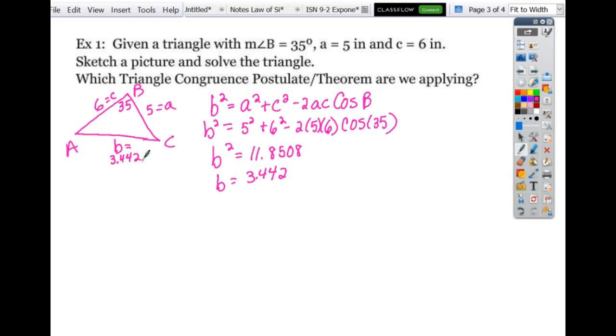Okay, so what do I want to do next? Find your angle. So I need to find another angle. What I want to do is find the biggest angle so I can switch to sine. How would I know which one was the biggest angle? The biggest side has the biggest angle. So I want to find the cosine of C.